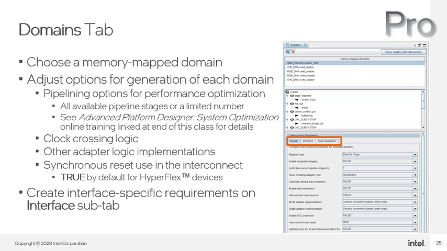As in the Standard Edition, add custom requirements for interfaces in a particular domain, using the Interface tab and additional low-level requirements on the Post-Adaptation tab. Again, see the Platform Designer User Guide for details.